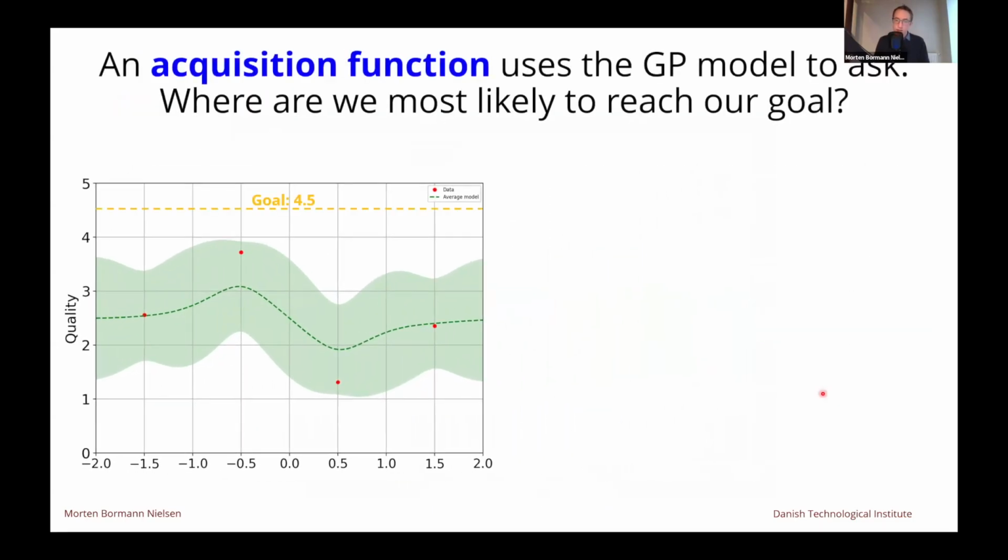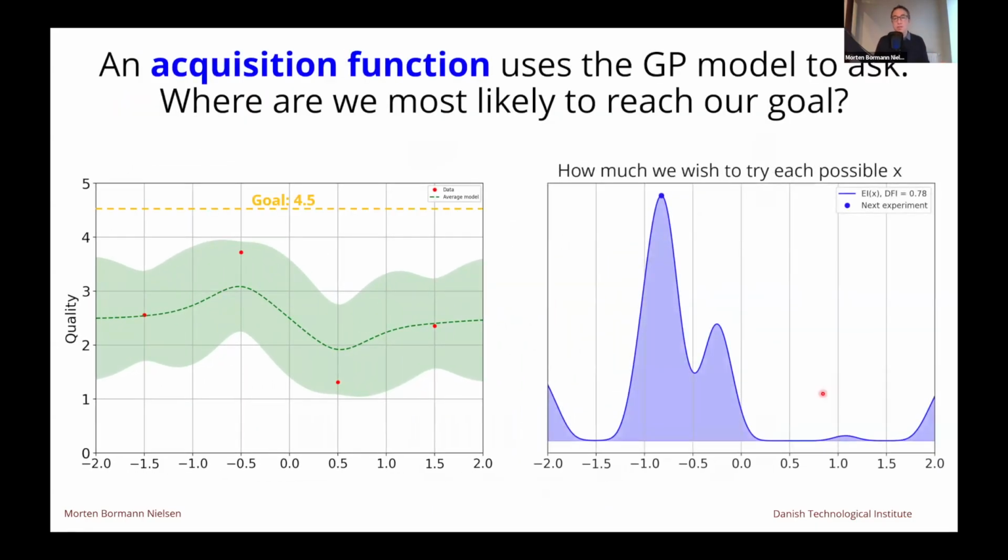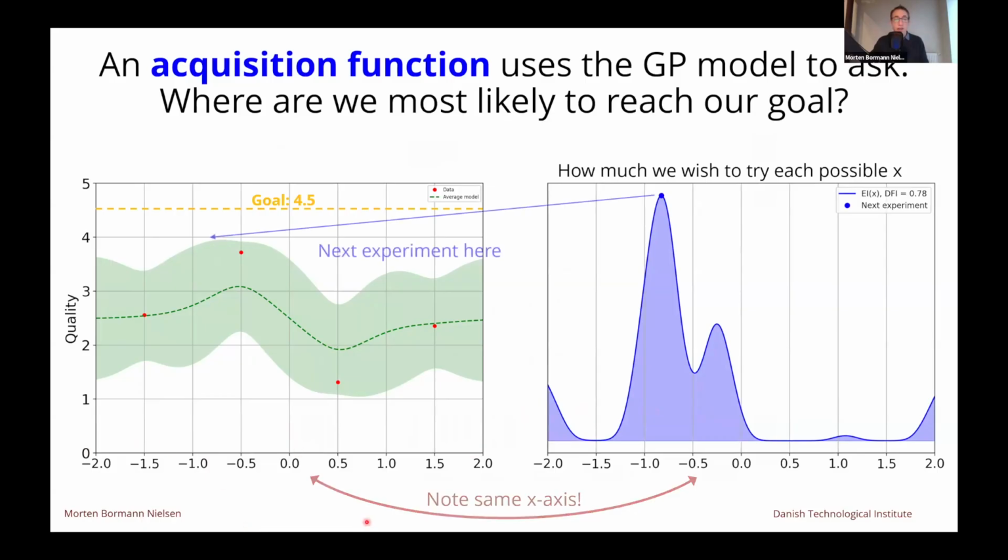Now, the acquisition function uses this model and the uncertainty in answering the question, where would it make most sense to create a new data point in order to reach a certain goal? And note that we have the same x-axis here. So this is basically how much would I like to try each of the settings that I could create a new data point at. And right now it's saying that we should go to this location, so this value, and create a data point here.